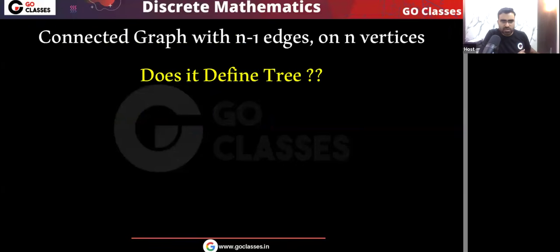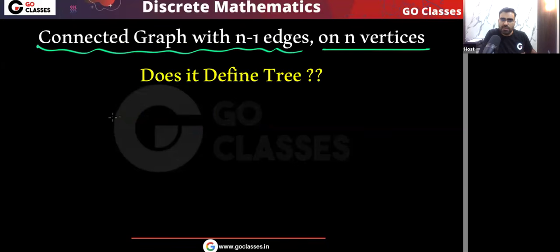Now tell me the answer for this question. Connected graph with n minus 1 edges. Is it the definition of tree? You must create a connected graph with n minus 1 edges. Then can I say it is the definition of tree? Now the answer is yes. You can easily check.